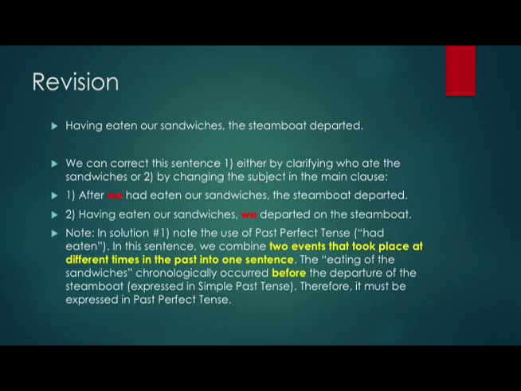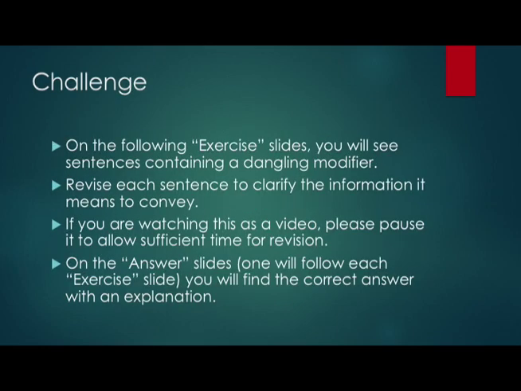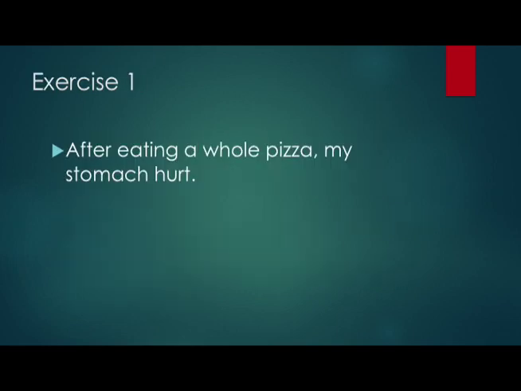Again, that would be: after we had eaten our sandwiches, past perfect tense, the steamboat departed, simple past tense. All right, so on the following slides, you will see sentences containing a dangling modifier. What I would like you to do is, if you're watching it as a video, pause the video, take your time to revise each sentence to clarify the information that it means to convey, and then following each exercise slide will be an answer slide where you will see the correct answer with an explanation. Let's begin with exercise 1.